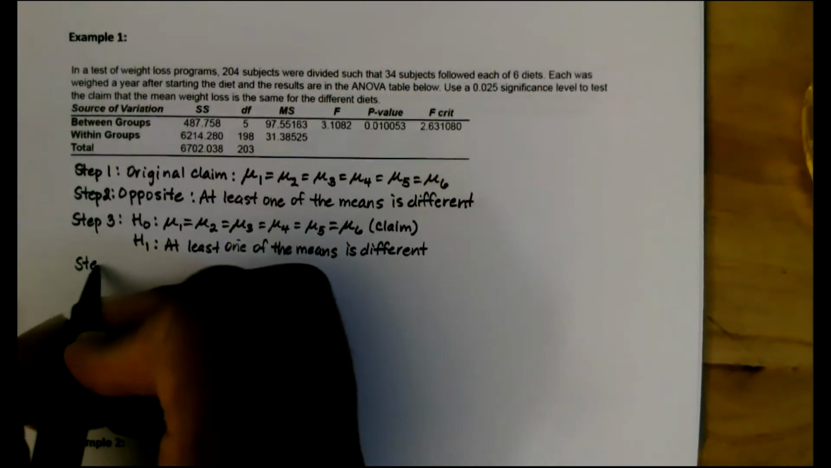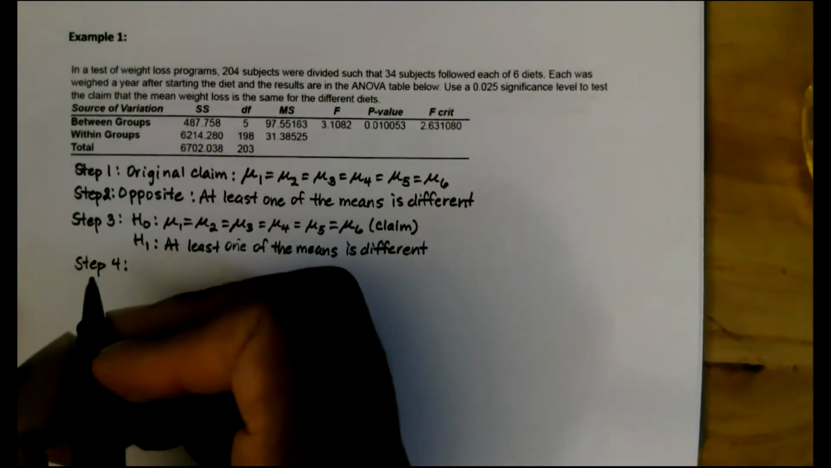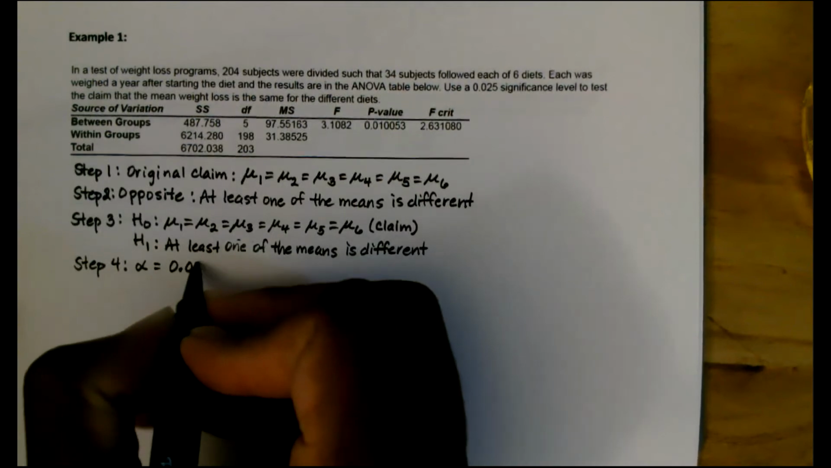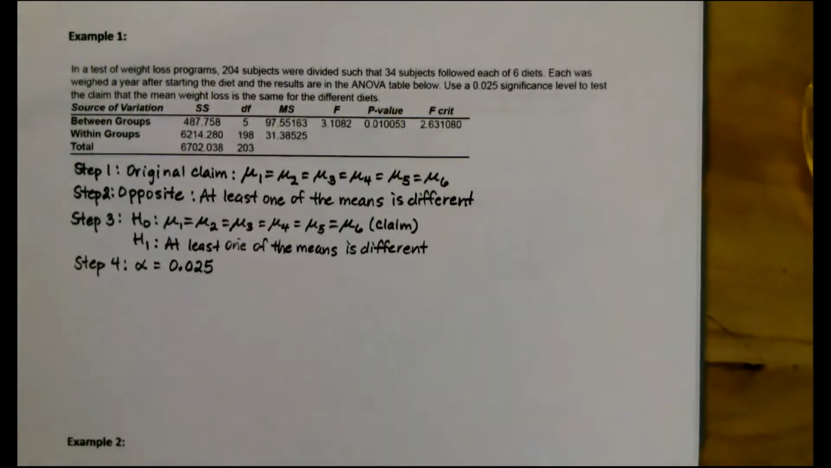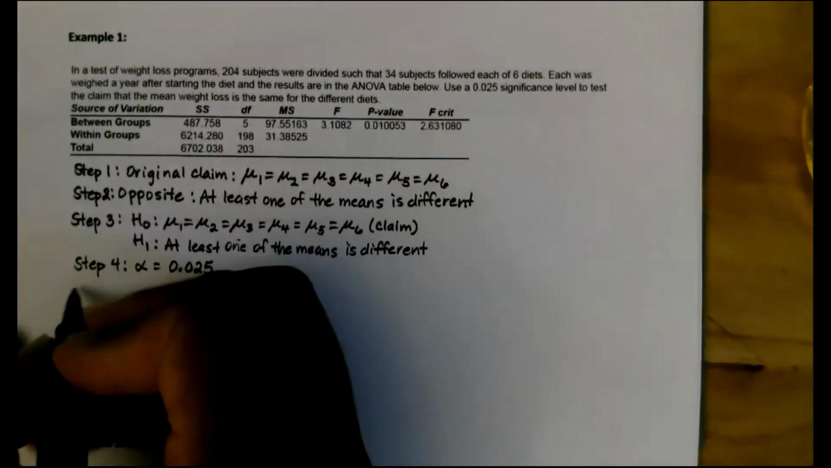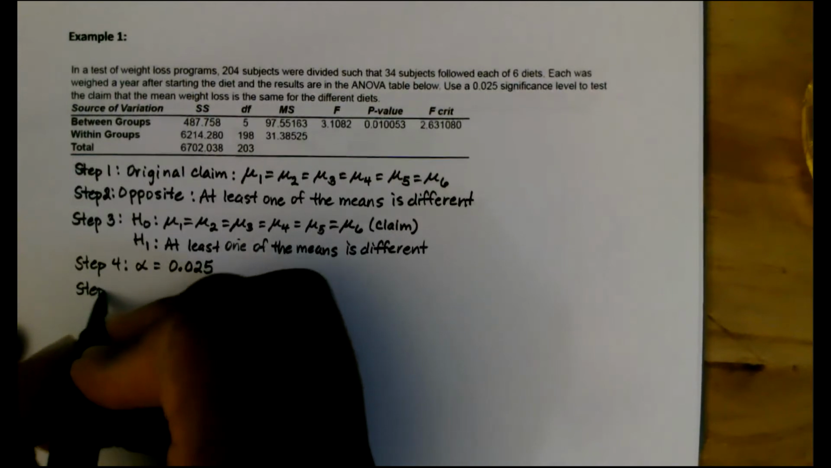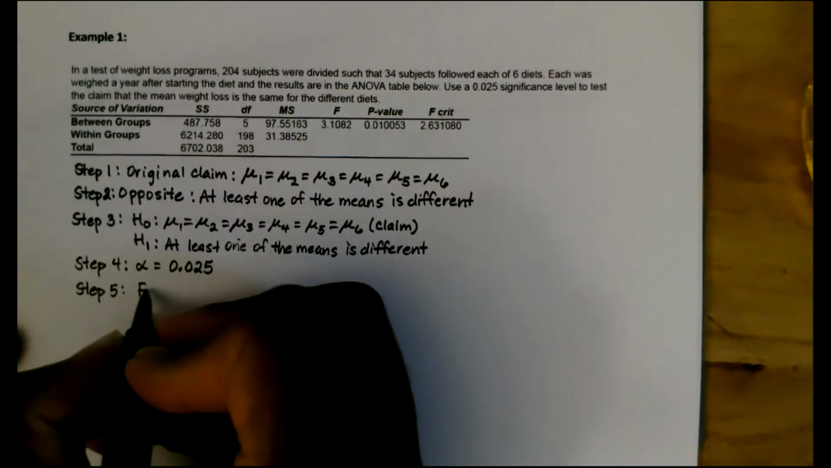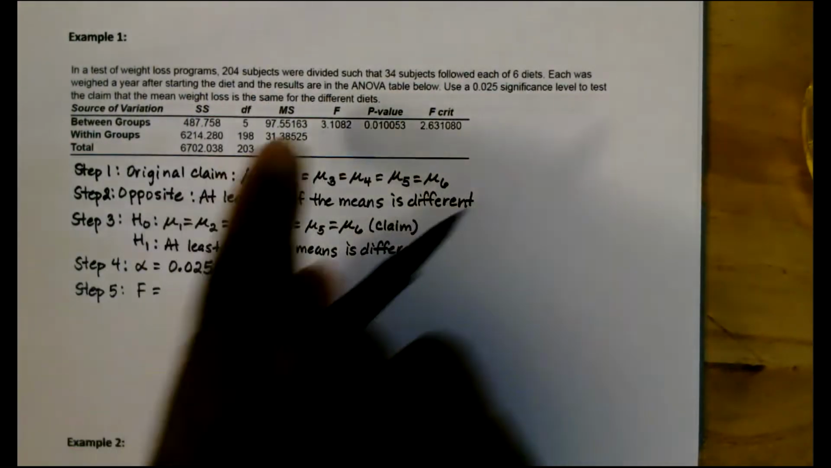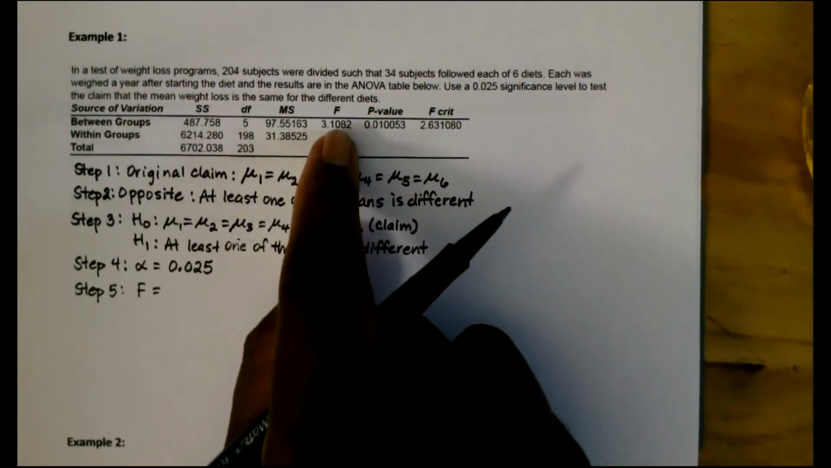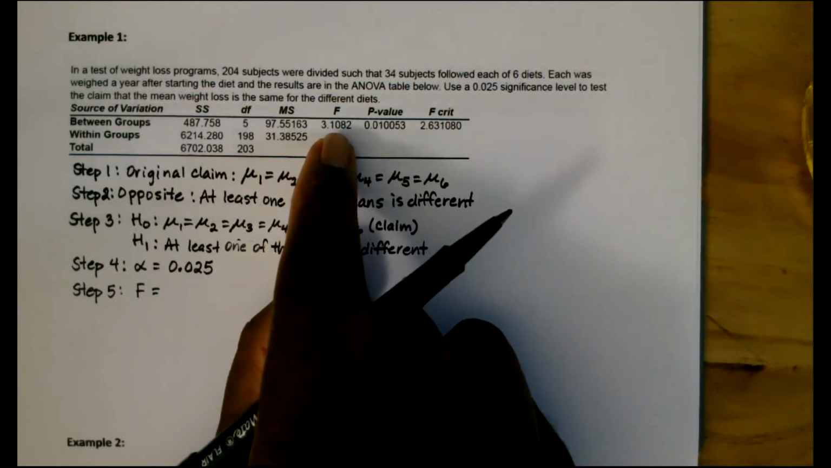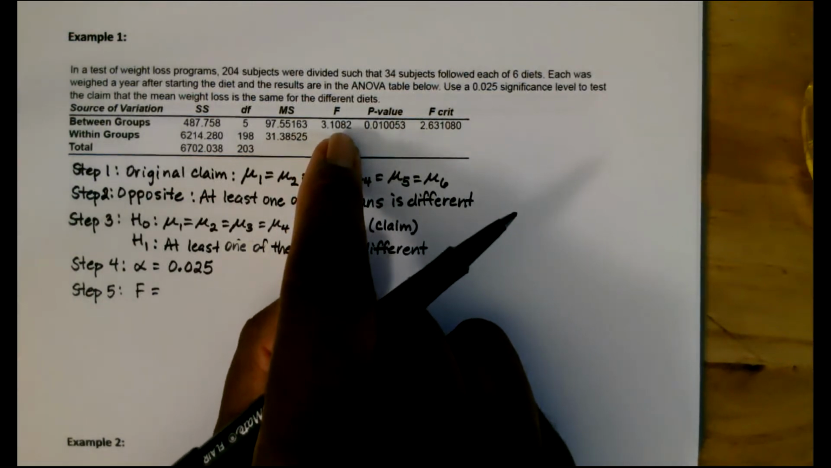Now, step number 4 is the level of significance. You're told to use a 0.025 level of significance. So alpha is 0.025, and that's to test this claim. Step number 5 is calculating the test statistic. In this case, our test statistic is our F value, the F test statistic. Looking at this output, here's our F test statistic right here, and that is 3.1082.